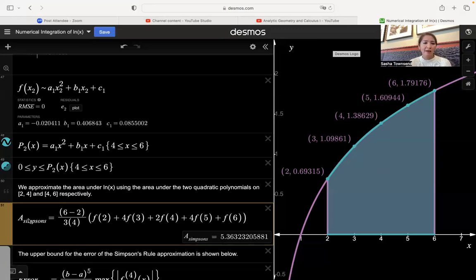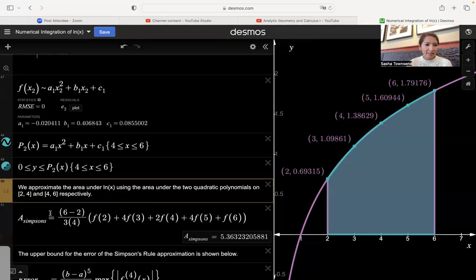So if we use that formula to approximate this area, this is what we get. That b minus a divided by 6 becomes, we end up with b minus a divided by 4. That's the delta x divided by 3 times all of these values over here.